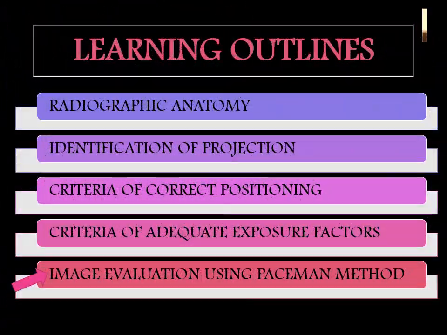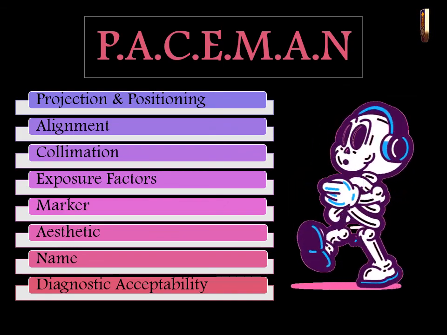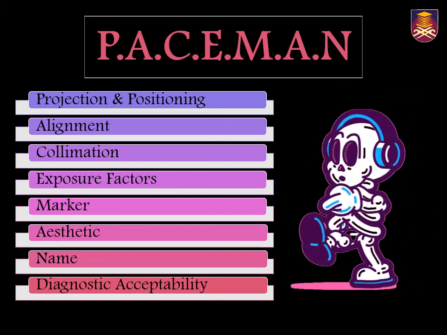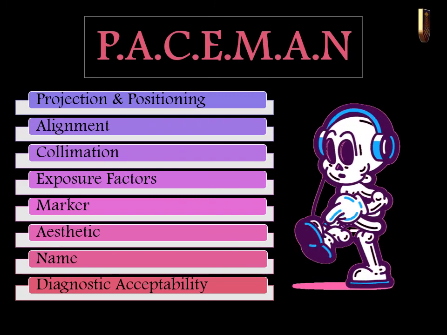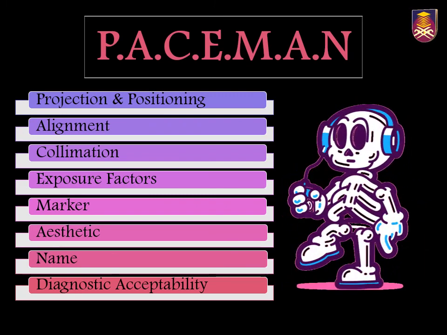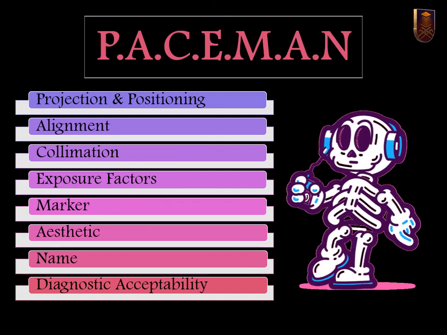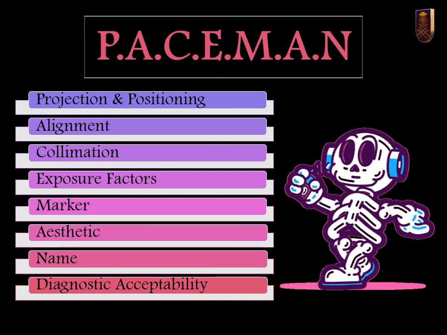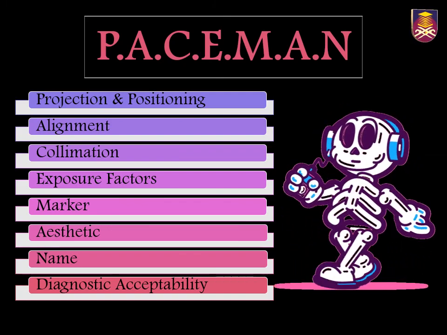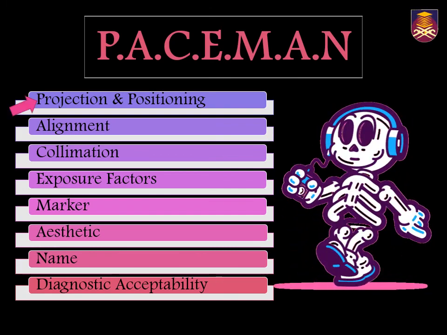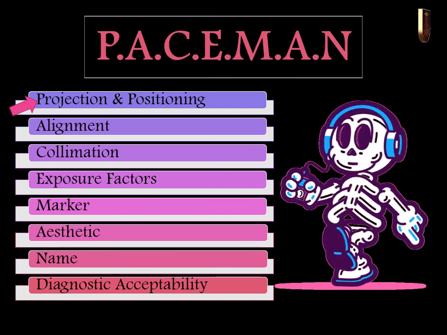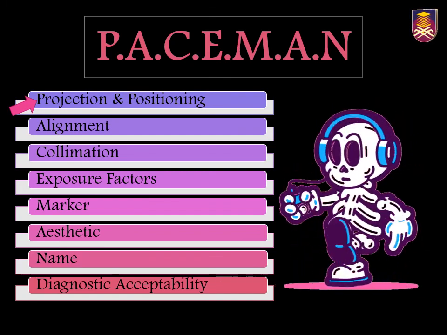Next, we have reached the last component of the learning outline. Let's discuss image evaluation of oblique ribs projection using the PACEMAN method. Now let's continue our journey to evaluate a radiographic image using PACEMAN. For your information, the PACEMAN method is constructed to facilitate a systematic approach to radiographic image evaluation and determining diagnostic acceptability of a radiograph. The first component in this method is P, projection and positioning.